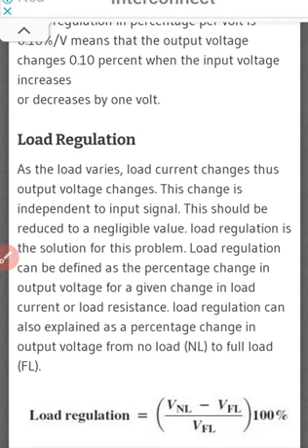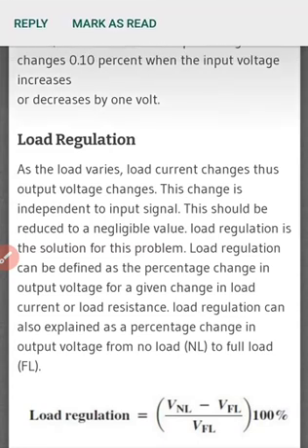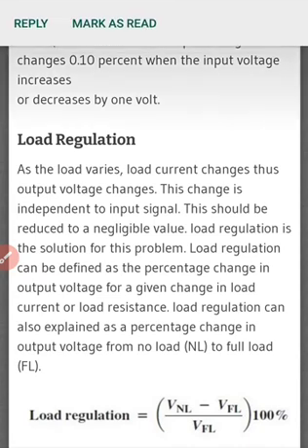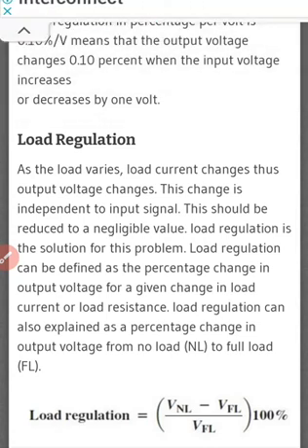So load regulation is defined as the percentage change in output voltage for a given change in load current or load resistance. In most cases we take into account the load current. Load regulation can also be explained in terms of percentage. So it can be written as the percentage change in output voltage from no load to full load condition.